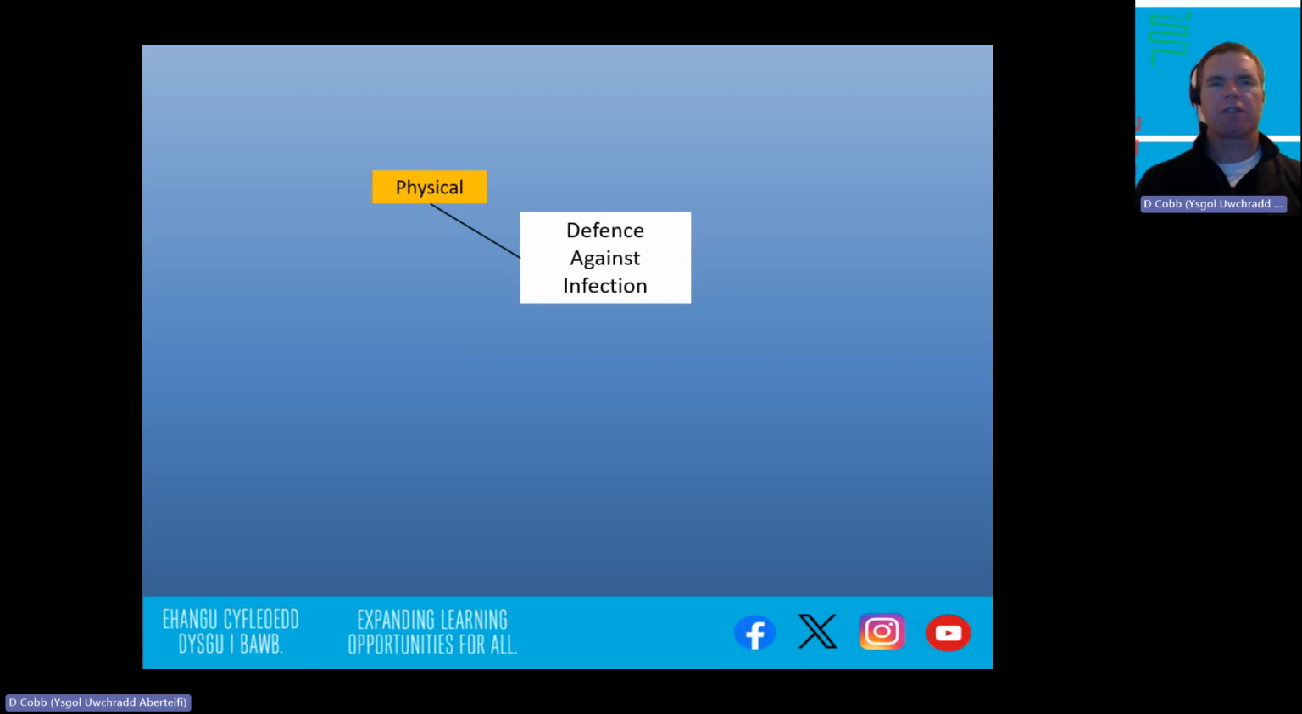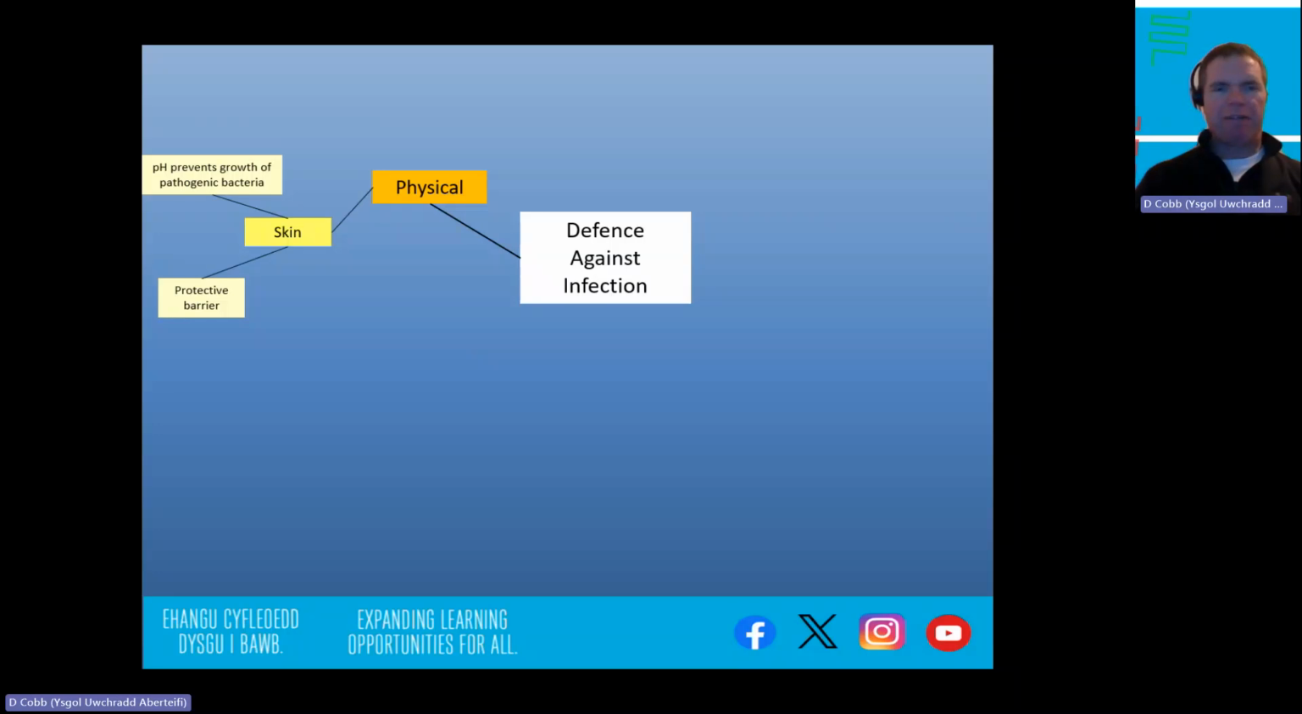So when we're talking about physical defense, we're looking at physical barriers which prevent bacteria or pathogens from entering our body. One of those is the skin. The skin is a natural barrier itself. It also has a pH just a little bit lower than neutral, which prevents the growth of pathogenic bacteria.